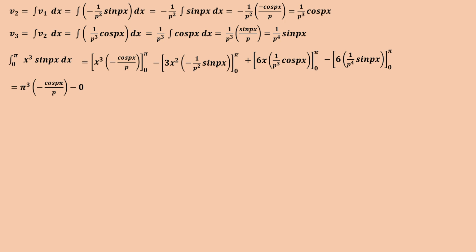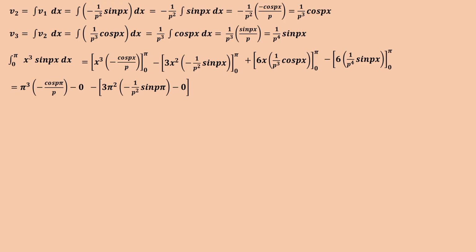So substituting the upper and lower limits. Upper limit: pi cube times minus cos p pi by p, minus 0 into something, so 0. Minus next, second one, minus 3 pi square times minus 1 by p square sin p pi, upper limit, minus 0 into something, so again 0.